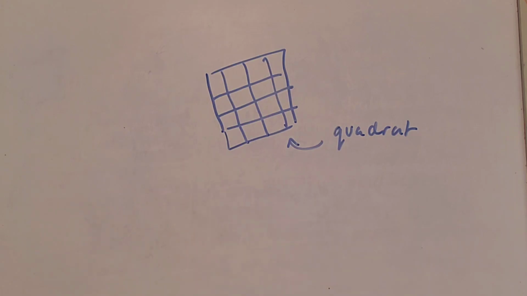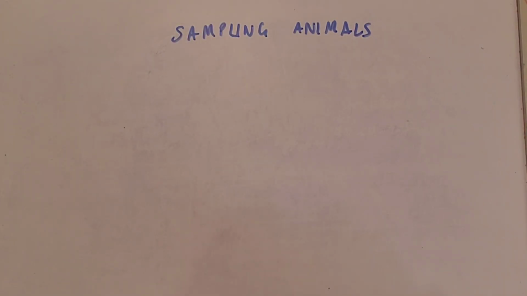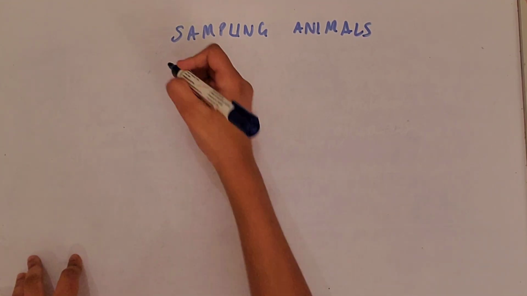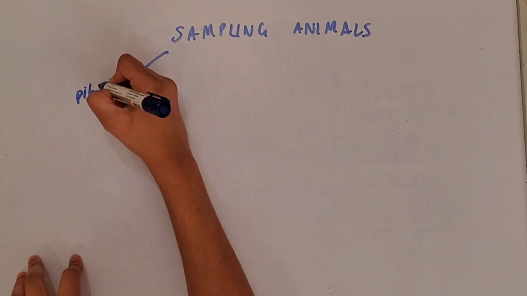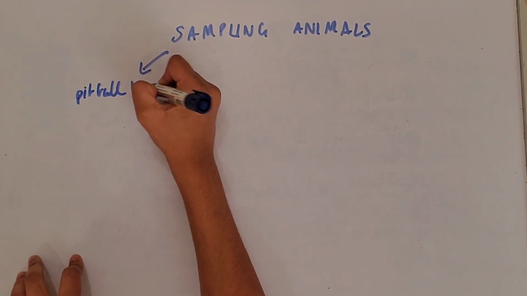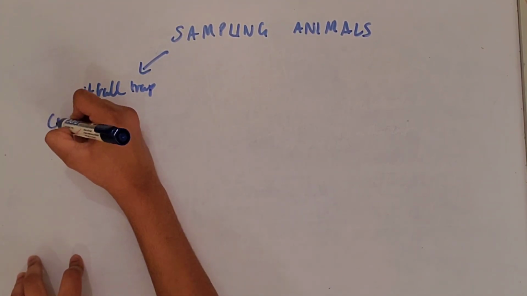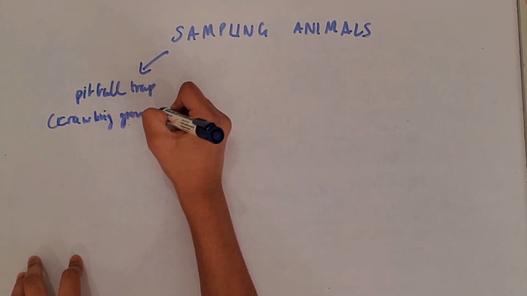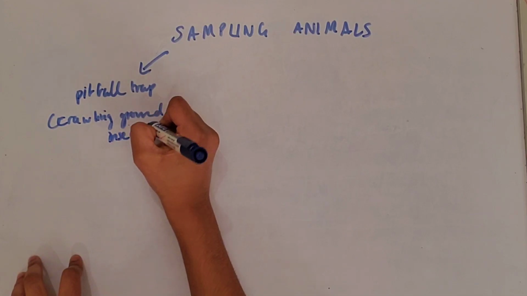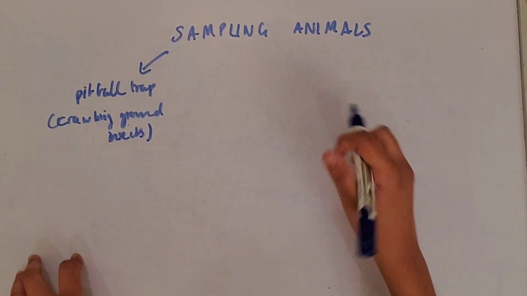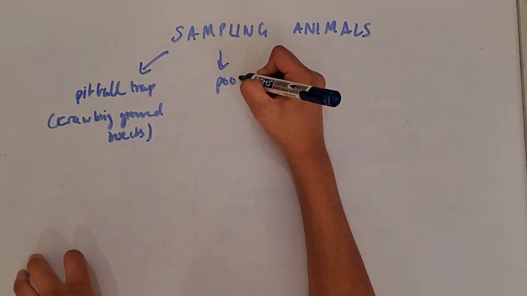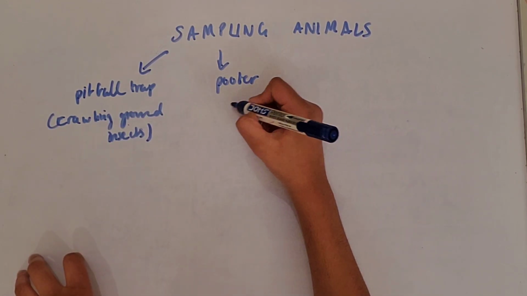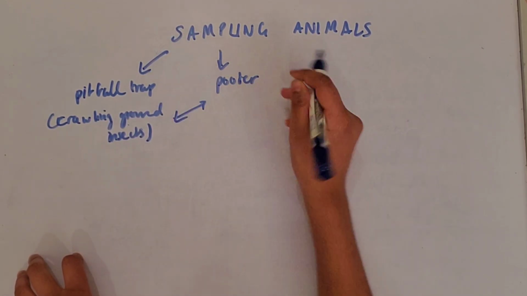Next up is sampling animals. So now we're going to talk about techniques used to count the number of animals, and this will depend heavily on the type of organism. For example, we can use something known as a pitfall trap, and this is for crawling ground insects. We can use a pooter, which is where you basically suck insects, also for crawling ground insects.